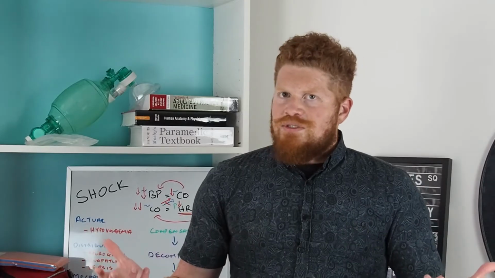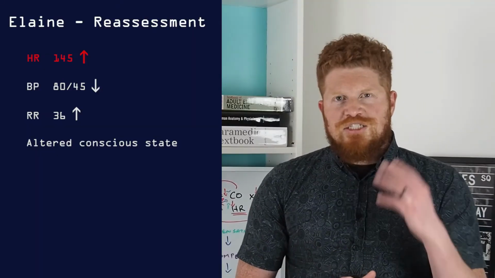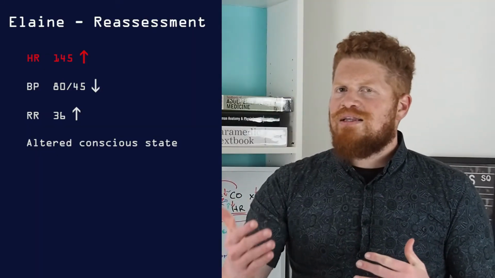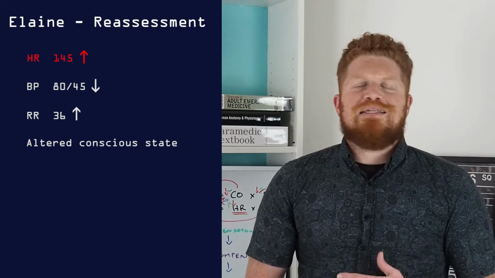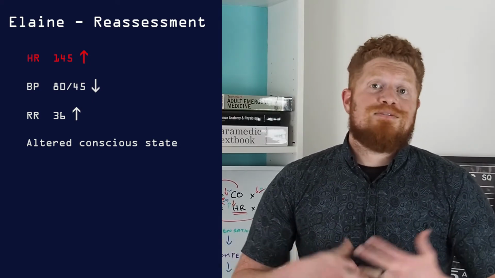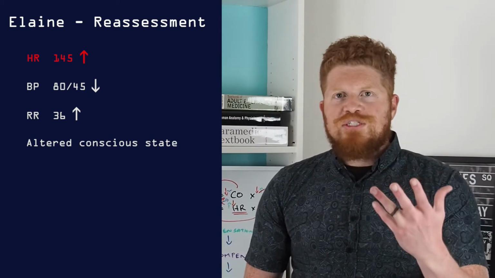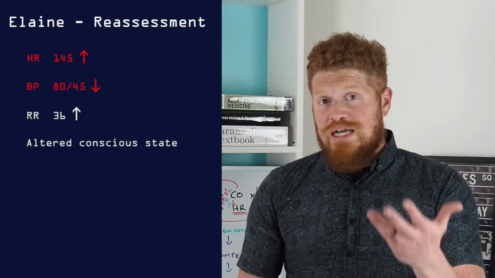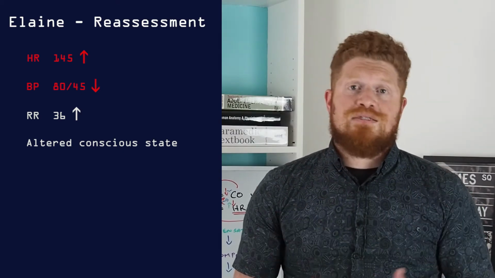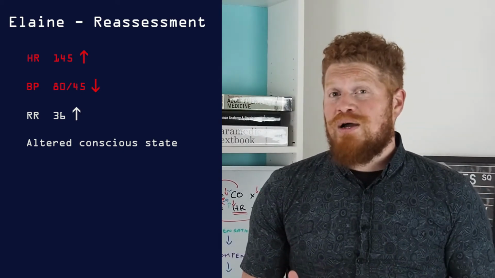So what are we going to see with this? Well, let's go back to Elaine for a second. She's still tachycardic. In fact, she's more tachycardic than she was earlier. This may be an indication to us that her body's working harder to maintain adequate perfusion. But what's more telling is that her blood pressure has dropped drastically. It's dropped from 110 to 80 systolic. This is clear evidence of a compromised cardiac output.